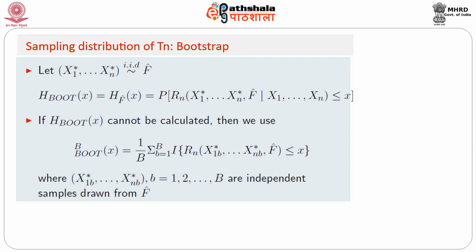If H boot(x) cannot be calculated, then we can use H boot B(x), which is based on B subsamples: 1 by B times the summation, b runs from 1 to B, of the indicator of Rn(x1b star, ..., xnb star, F hat) less than or equal to x, where x1b star to xnb star, b equal to 1 to B, are independent bootstrap samples. So we do not need to assume a functional form of H_F. Rather, based on the bootstrap samples, we can compute H boot, and from there we can estimate the sampling distribution of Tn.